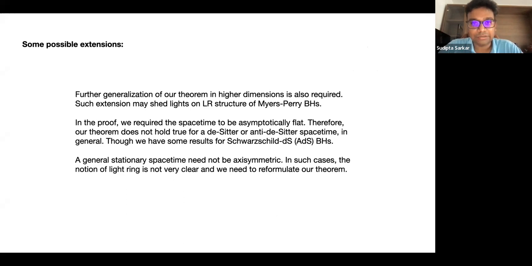So as I said, one could extend our theorem to higher dimensions. This is probably plausible. We use asymptotic conditions, which are asymptotically flat. We would like to know how this is generalized beyond asymptotic flatness. And then it is also important: what if the spacetime is not axisymmetric? What if I don't have del phi as a Killing vector? How do I even define a light ring is not very clear to me.